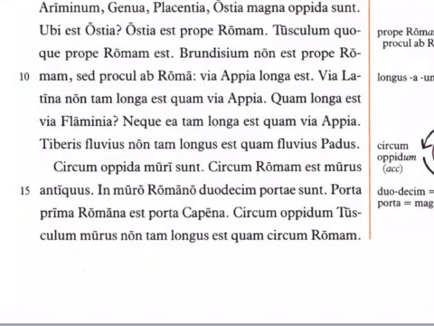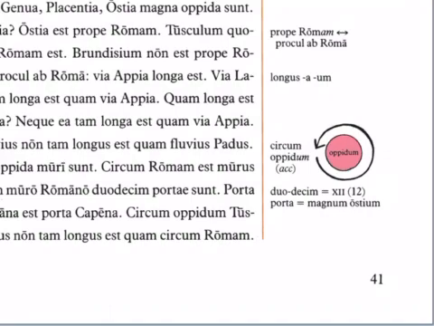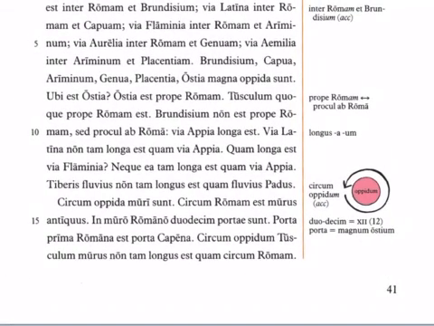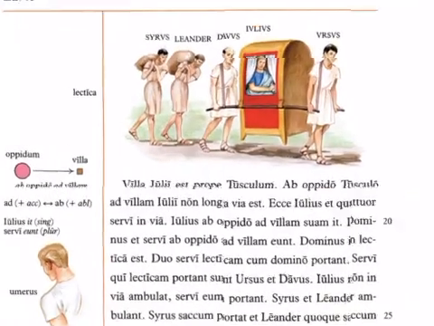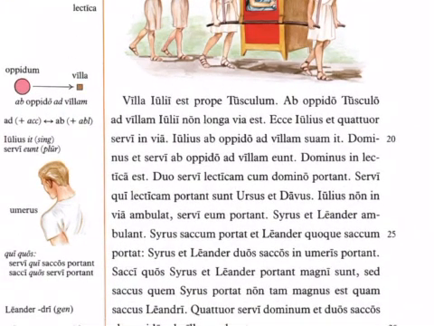Circum opidum, around the town, Tusculum, murus non tam longus est quam circum Romam. The wall is not so long as around Rome. So we see the new preposition circum illustrated in the margin. Circum, related to circle in English, means around. Duodecim, I believe, is a new number here too, and you can see it's made from decem, which is 10, and duo, which is 2. We've had both of those words before.